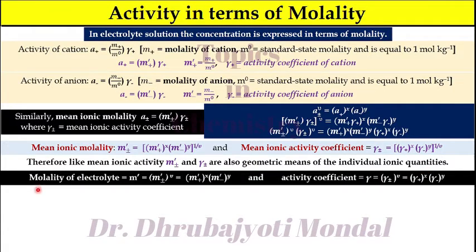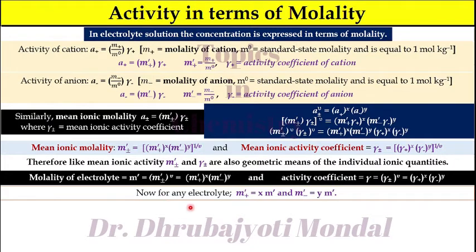Therefore, you write molality of electrolyte m' equal to m'± to the power ν, and m'± to the power ν means you can write m+ to the power x and m'- to the power y, and activity coefficient γ equal to γ± to the power ν equal to γ+ to the power x into γ- to the power y. Okay, so this is the molality of electrolyte and this is the activity coefficient.